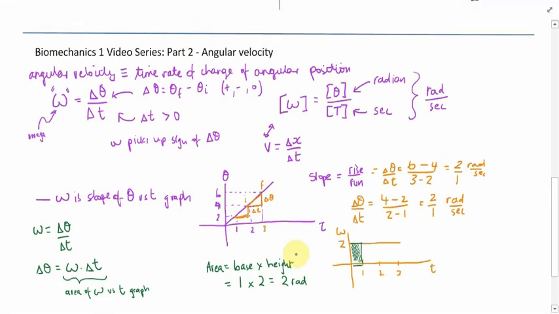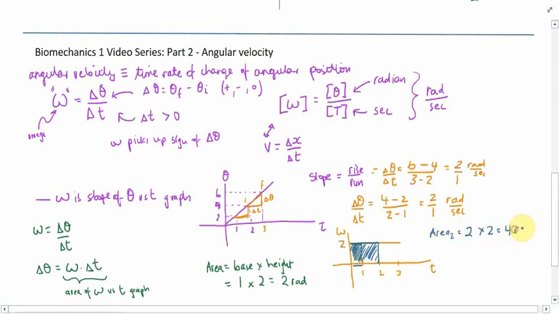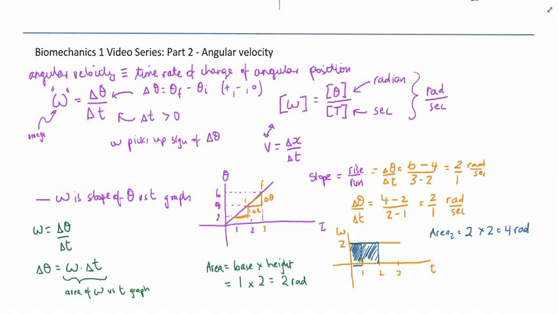Let's see if I add the next one. So I say after 2 seconds, how far should this object have rotated? Now my area becomes all of this. So area 2 is equal to the base times the height, so 2 times 2, which is equal to 4 radians. Let's see if that's right. After 2 seconds, I should have been at the 4 radian mark.